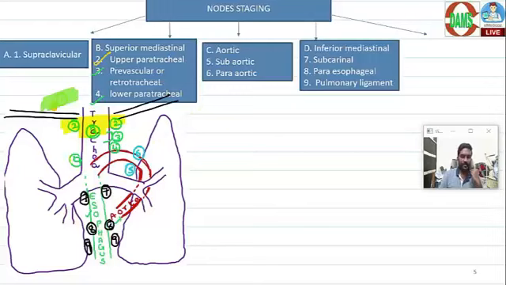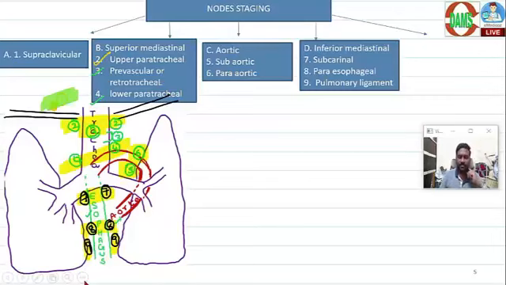Then we have lower paratracheal. This is 4, lower paratracheal. This is the rough location for you to understand. And aortic, we have subaortic, para-aortic. Then below the carina, subcarinal, paraesophageal, and also pulmonary ligament.